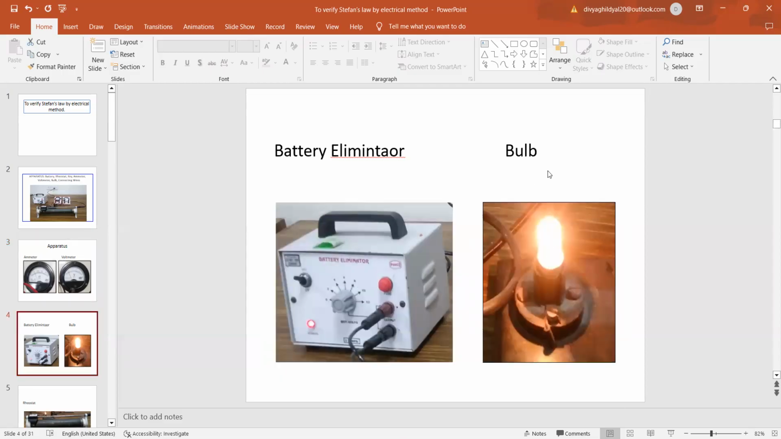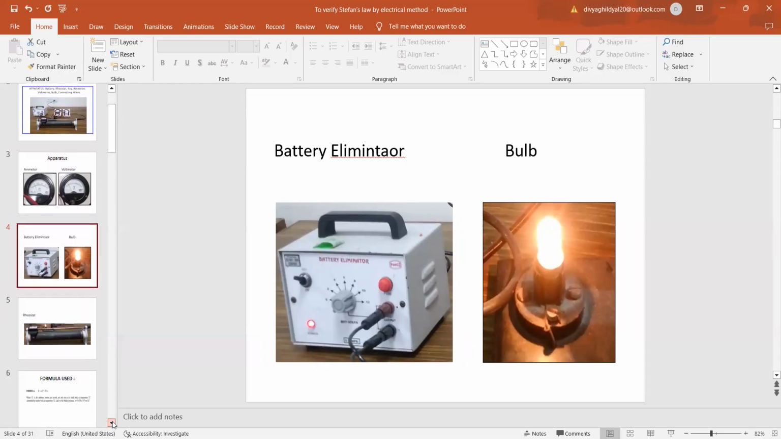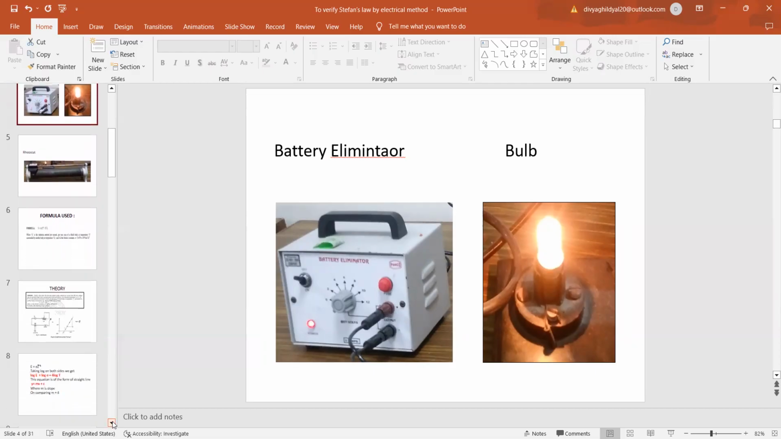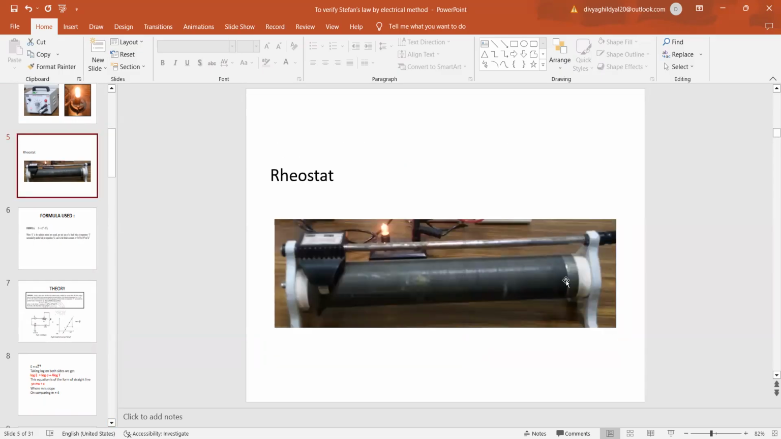The battery eliminator, and our tungsten filament bulb, which we are assuming to be approximately a black body. We will try to take readings at the just glow position. The rheostat is used to vary the current in the circuit.